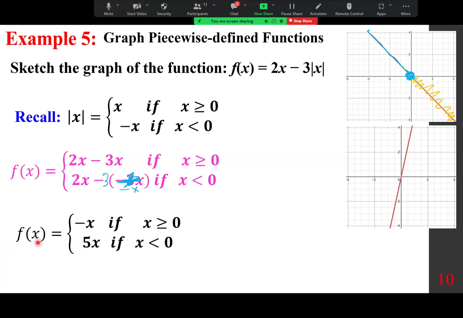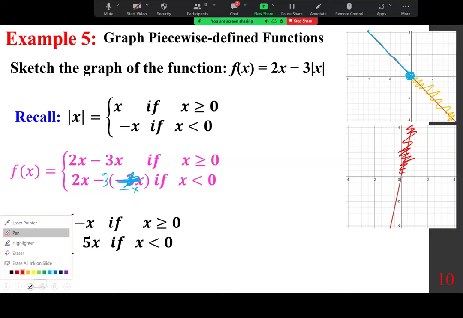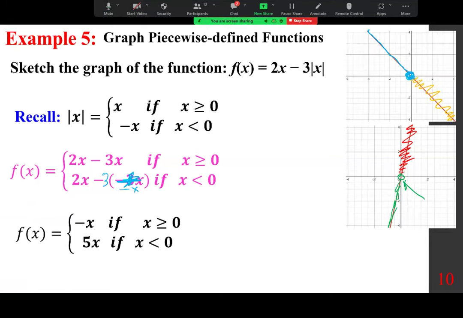For this part, f of x or y equals 5x. This is when x is less than zero. That means this part is out. The other part is the solution. This is the solution. And there is a hole here. So again, this means this portion and 0, 0 is included. This means this portion and 0, 0 is not included because we don't have the equality.